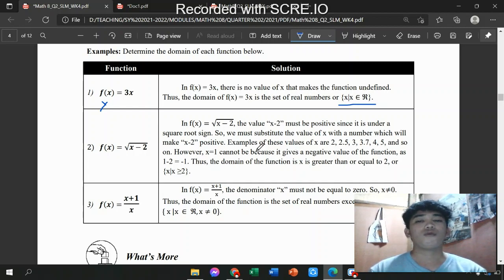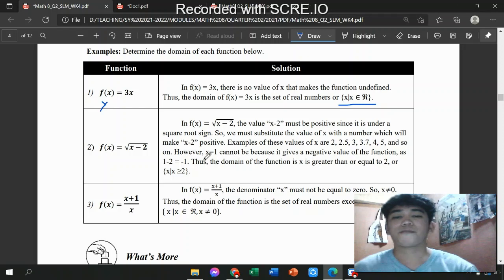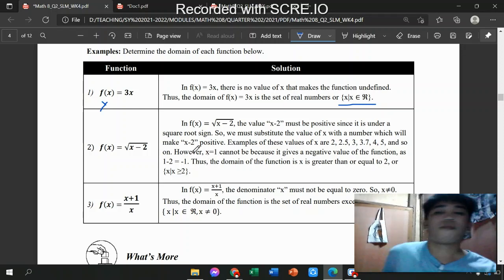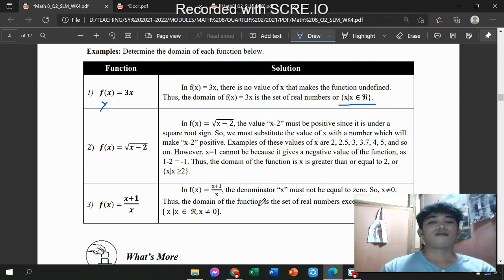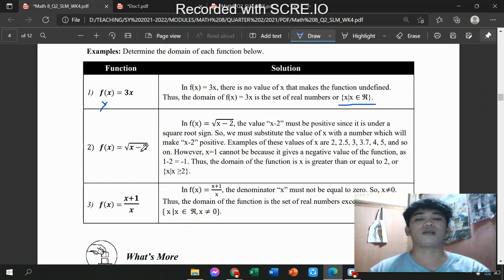Diba kay? Kung 2 atong ibutang, ang x mahimong 2. 2 minus 2, mahimo siyang 0. So square root of 0. O 3, ang x mahimong 3. 3 minus 2 equals 1. Positive 1. Square root of positive 1. And so on. However, x equals 1 cannot be. Kay kung ang x mahimo na tong 1, mahimo siyang 1 minus 2 na may answer, negative 1. So dili pwede ang 1. Dili pwede na to substitutan og 1 ang x kay mahimong negative siya.